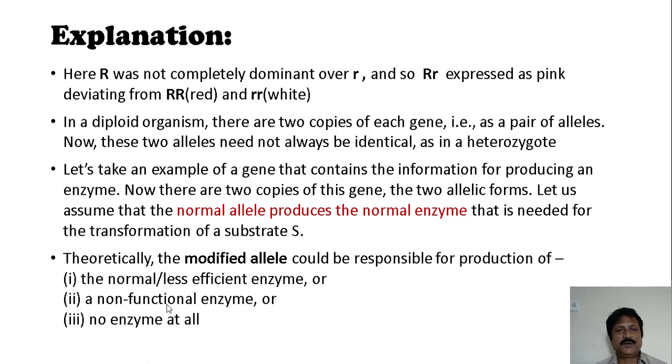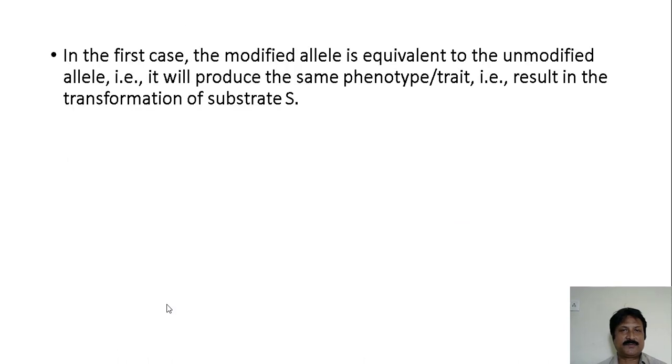Now, theoretically, any modified allele could be responsible for either of the three. We have already talked of normal allele. Now let us think of a modified allele. How does a modified allele work? It can be responsible for production of either the normal enzyme, or it can produce a less efficient enzyme, or it can produce a non-functional enzyme, or it may not produce that enzyme at all. So these are the different possibilities.